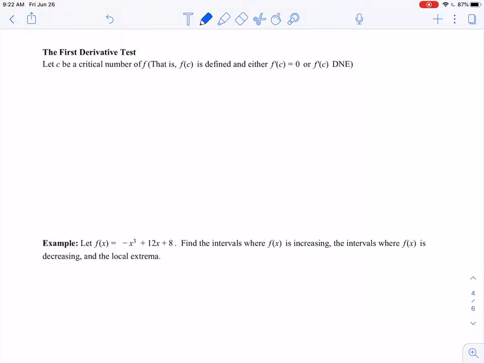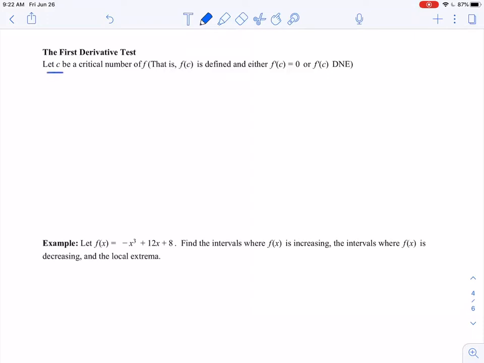Now that we've seen what local extrema look like, we should also talk about how to find them, because these are very important points for our functions. The way we're going to find them is by using something called the first derivative test.